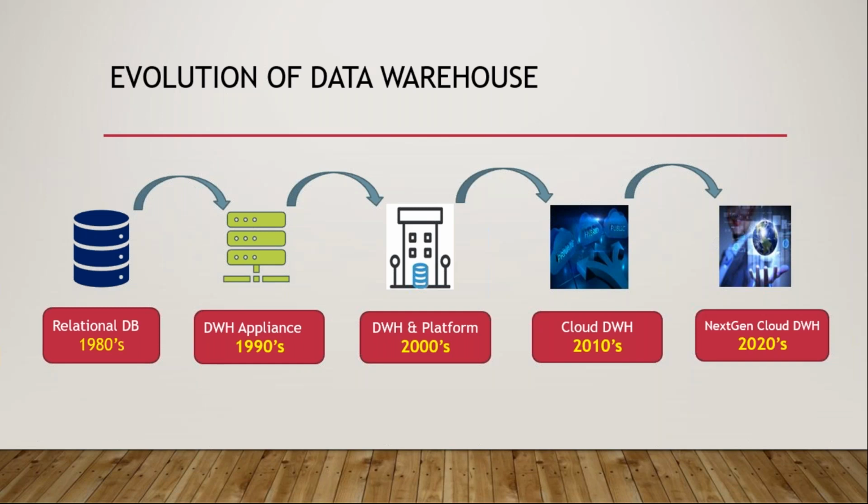And then in the 2000s, we came up with the on-premises data warehouse, where you have data at, let's say, one node. It has its own storage unit, and then you run your data warehouse on top of it.